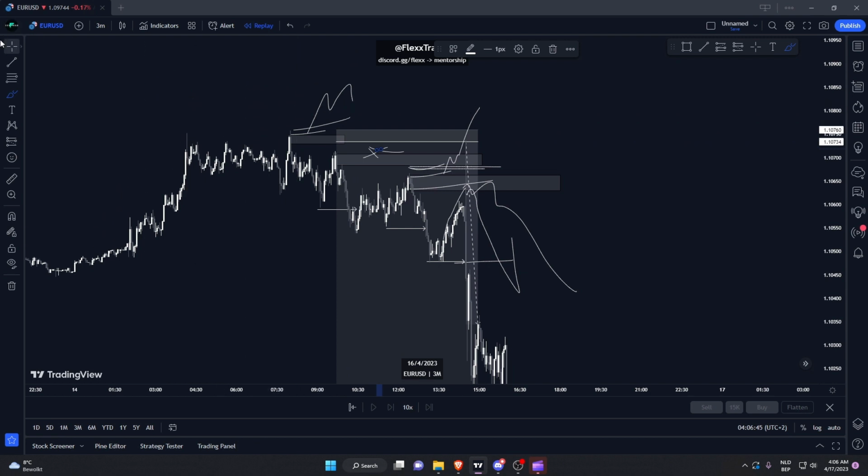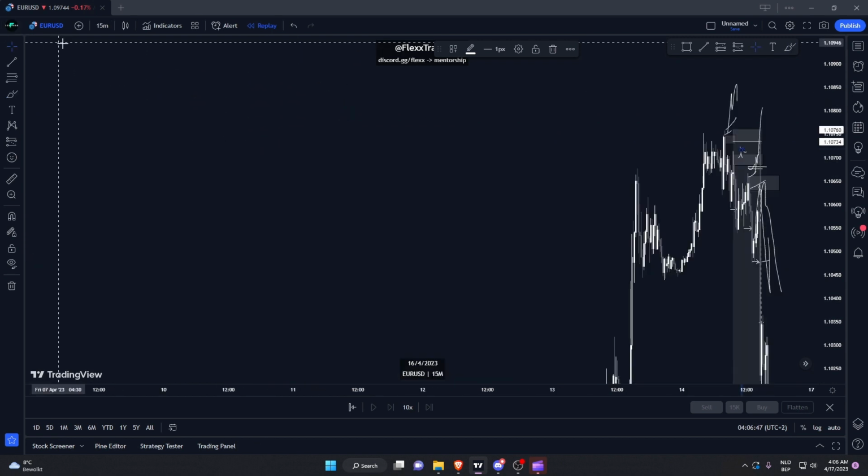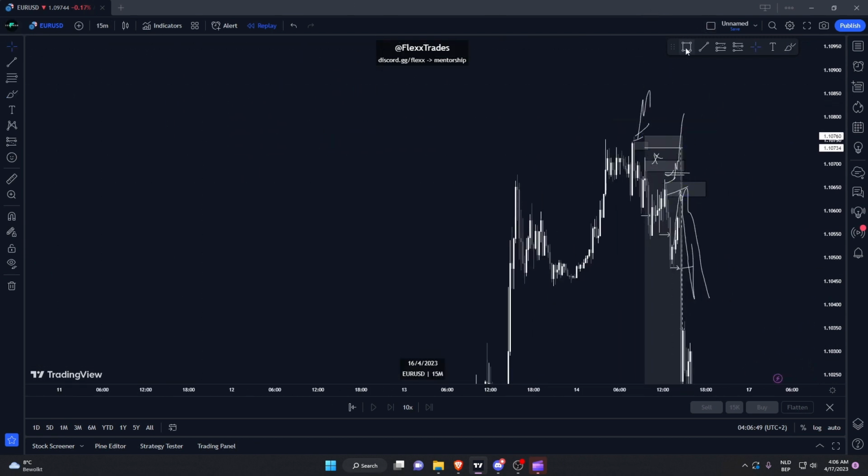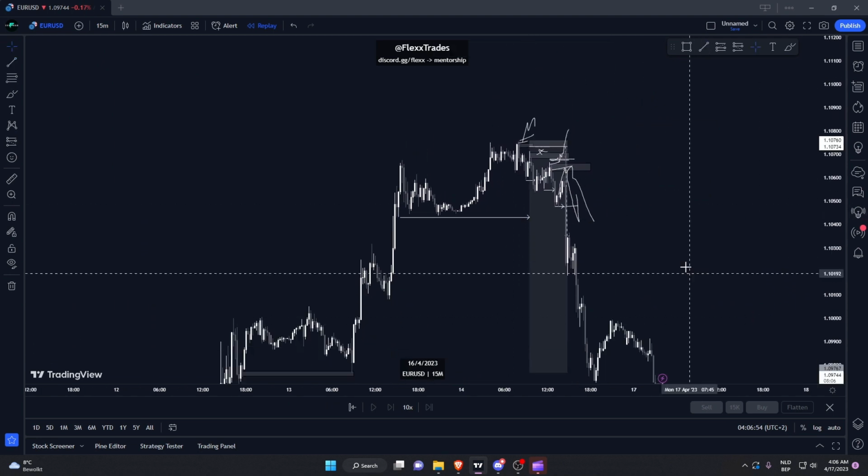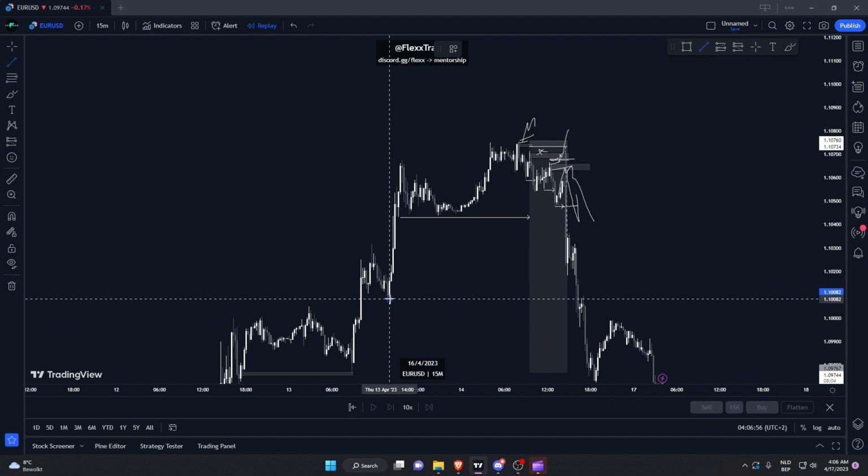And then for taking profits, I mostly look at 15-minute lows. So you could have taken a profit right here. Could have been your take profit. Could also take profit right here.